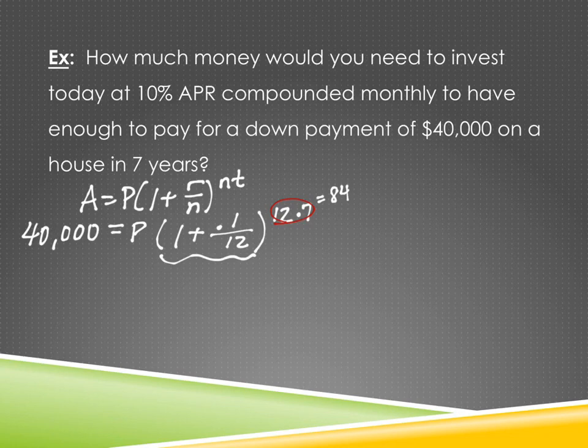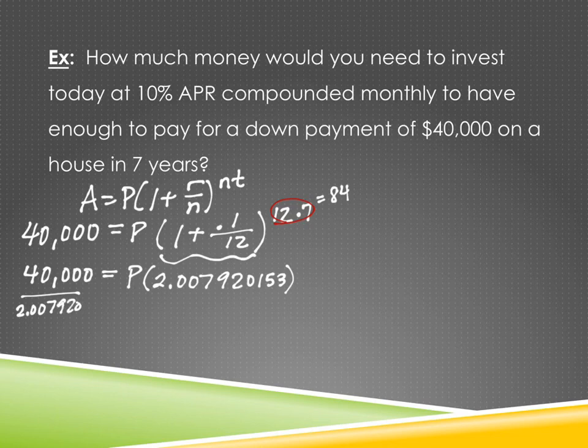Awesome. We're actually going to write that down here on this one because of our keystrokes in our calculator being a little more complicated if we don't. 2.007920.153. I'm just going to write them all out so that I don't lose anything in rounding by accident. How then would I solve for P? Yeah, I would divide 40,000 by that number. That's exactly right. So I'm going to divide by the 2.007920.153.